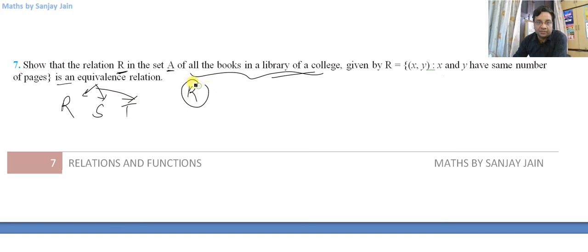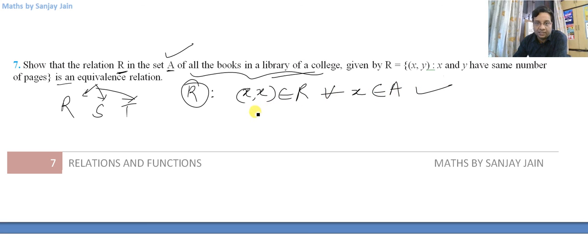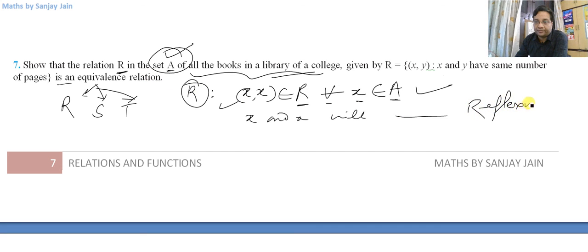First of all, check for reflexivity. For it to be reflexive, if X and Y have the same number of pages, can I say X and X belongs to this relation R for all X belonging to this set A? Yes, I can say, because every book will have the same number of pages as itself. X and X will have the same number of pages, hence X comma X belongs to this relation R for every X belonging to this set A in which this relation is defined. So it is reflexive.